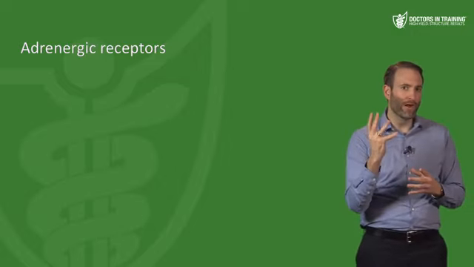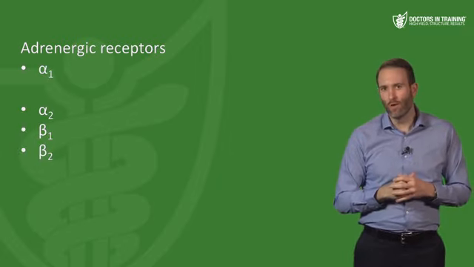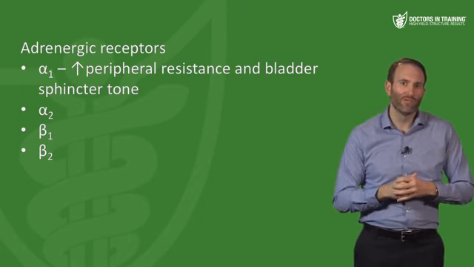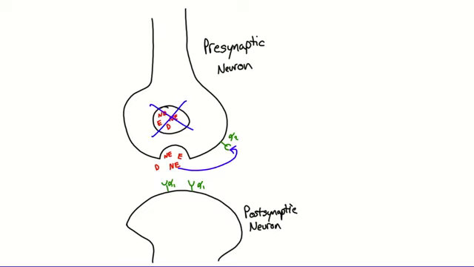Now we had 4 very important adrenergic receptors. Remember those? It was alpha 1, alpha 2, beta 1, and beta 2. Now remember that alpha 1 caused an increase in peripheral resistance and increased bladder sphincter tone. Alpha 2 inhibited norepinephrine release on the presynaptic neuron. Remember, it's causing that negative feedback on itself.